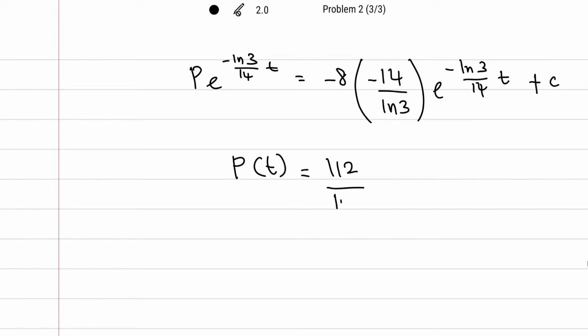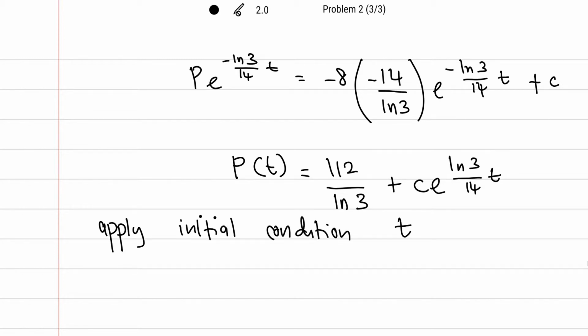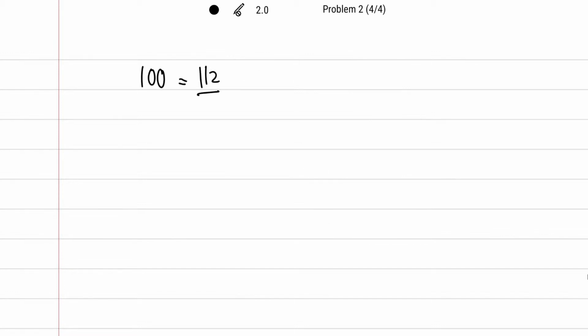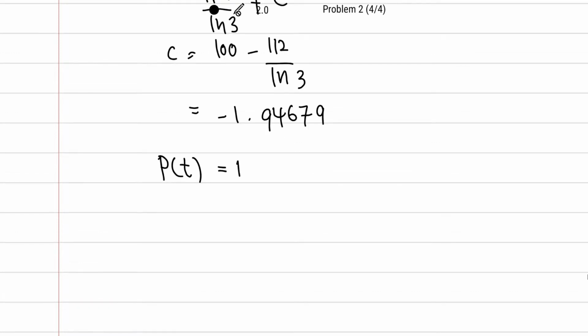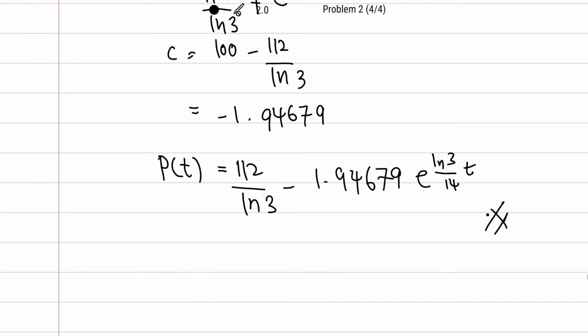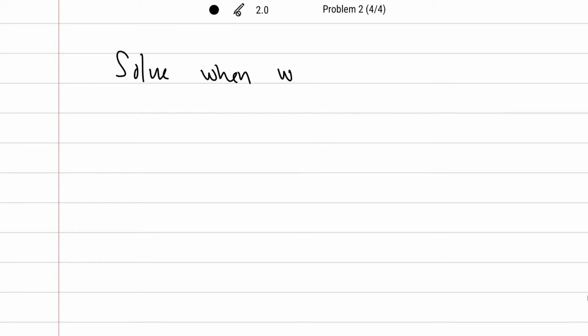The solution contains another constant C, so we must use the initial condition to find the value for this C. Substitute t equal to 0 and p naught equal to 100 into the equation, hence we can solve for C. Lastly, we will get our equation for the population insect growth.